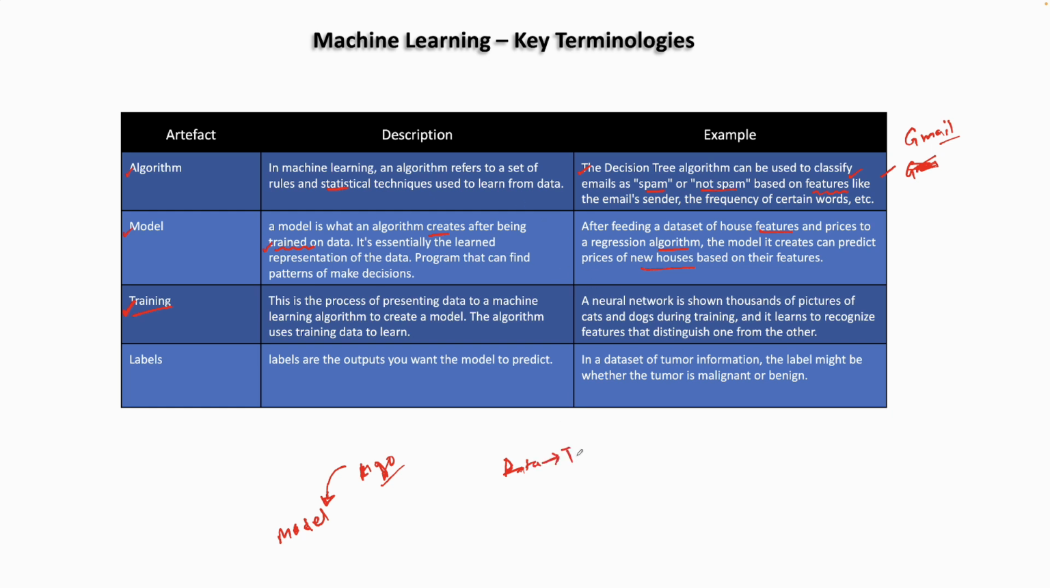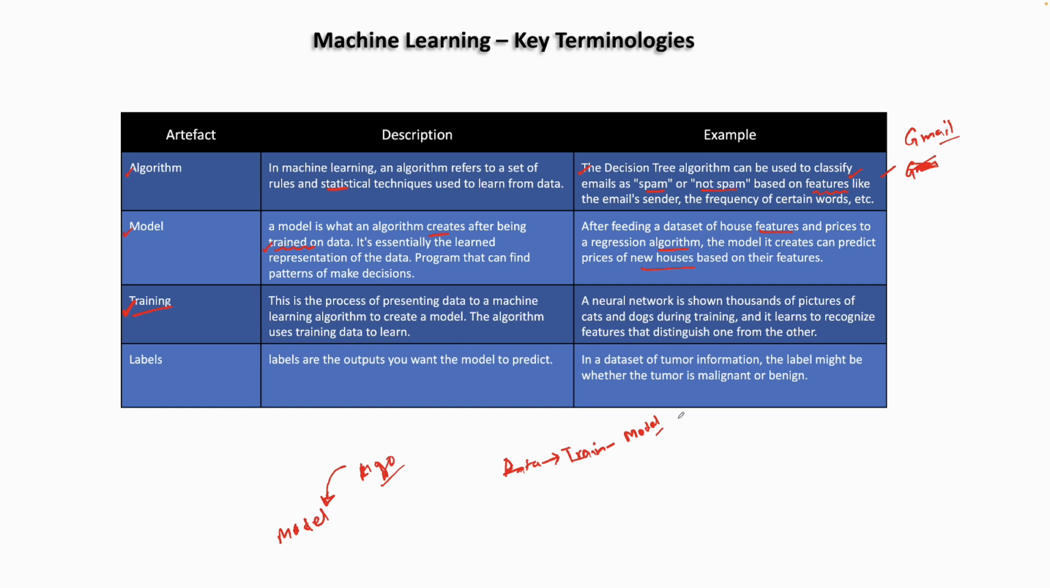you train, and then you create a model. So you take the data, you train the data, and then you create a model. So presenting data to a machine learning algorithm to create a model.